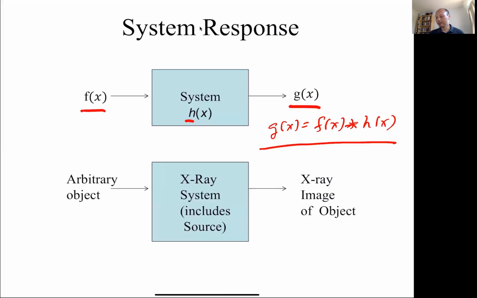What that means is if I had an arbitrary object for an X-ray system, as long as I knew the impulse response of my X-ray system, then I could tell you what the image of the object is through the X-ray system.